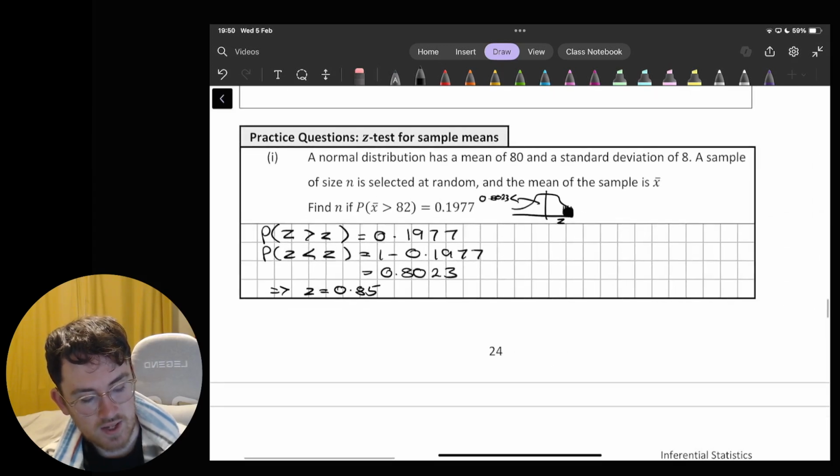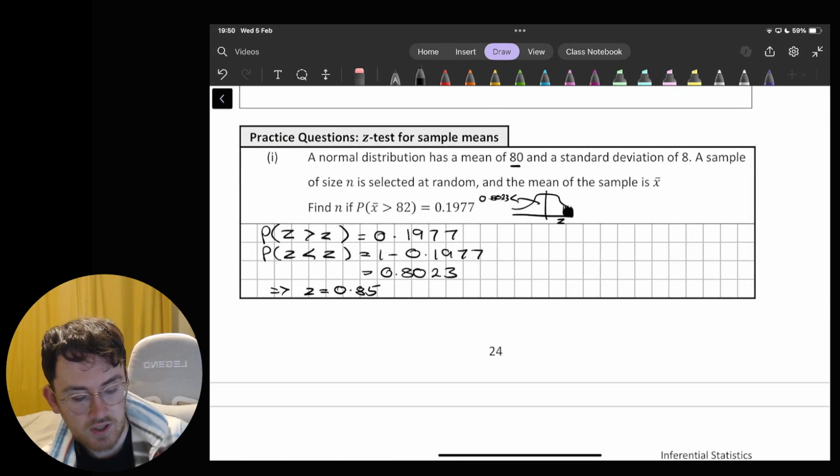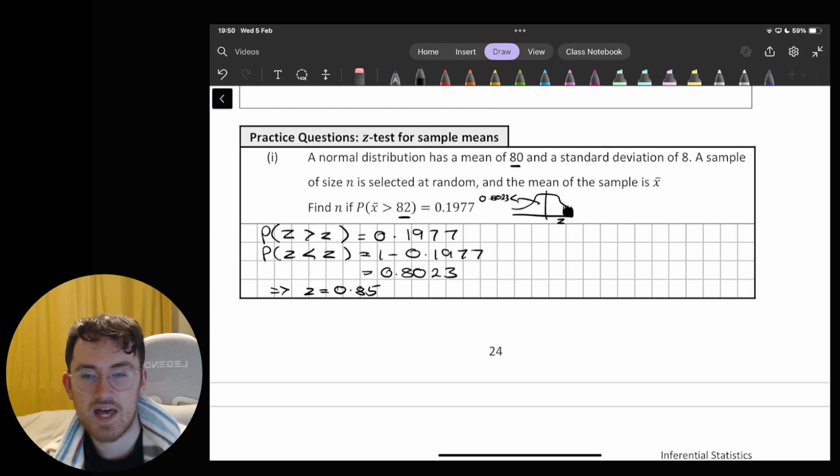I know here as well that the mean is 80, and I'm looking at what's the probability that something is above average, above the mean. So I am expecting a positive z value there. So that's why I'm quite content to say that my z-score value there is to the right of the middle value.